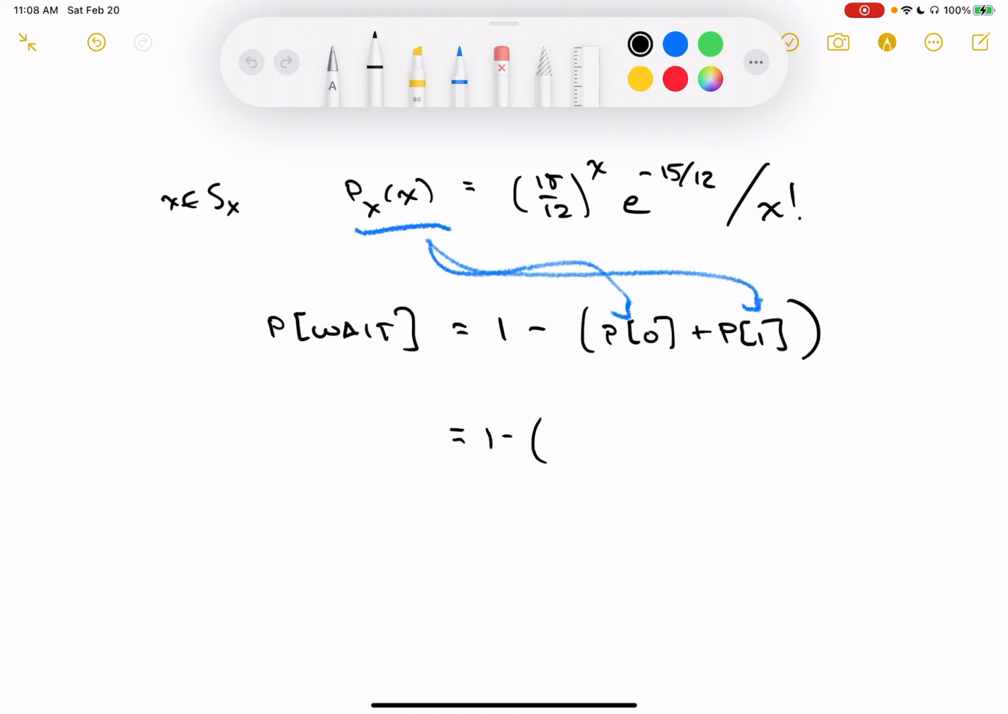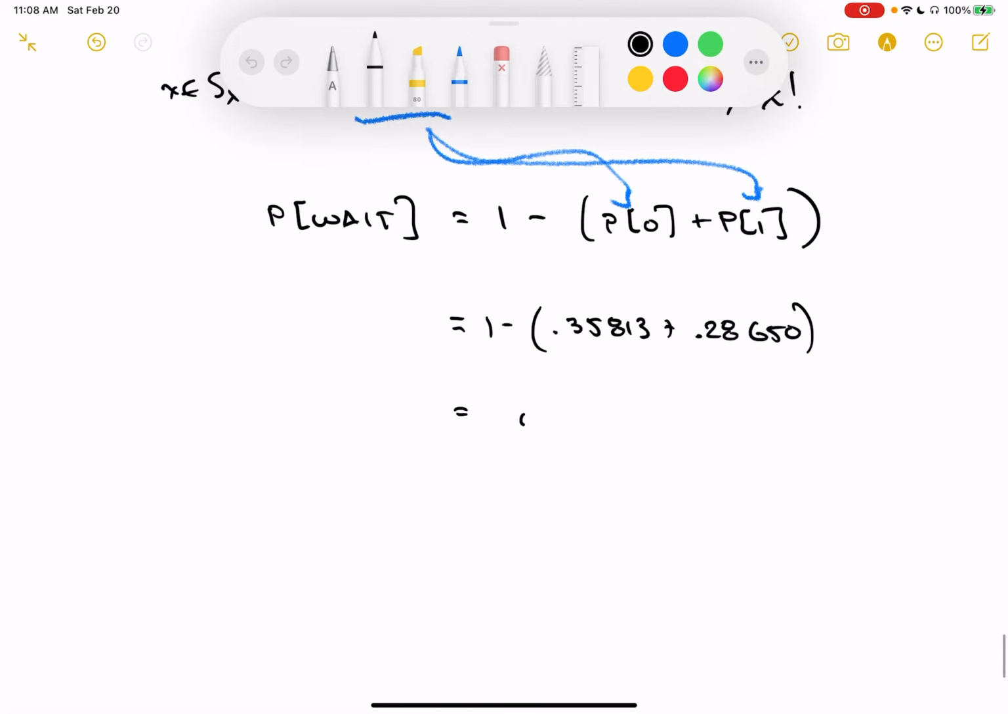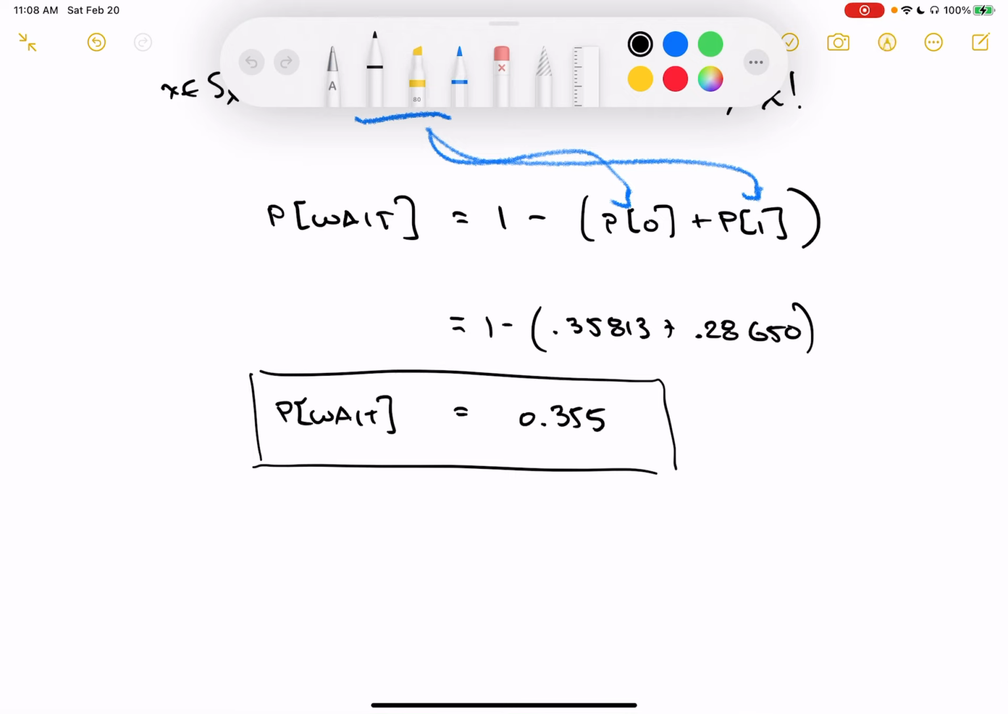If you just go up to the equation up there and plug in 0 and 1, you get 0.35813 and you get 0.28650. So there's quite a bit higher probability for these low numbers coming in. And that whole thing comes out to being 0.355, something like that. So the probability of a wait under this condition: if you have a hospital that's getting about 15 patients per hour, Poisson distributed, and you have a single person working the front desk where it takes them 5 minutes to get through the assessment on these patients, about 35% of the time you would expect a wait to be forming.